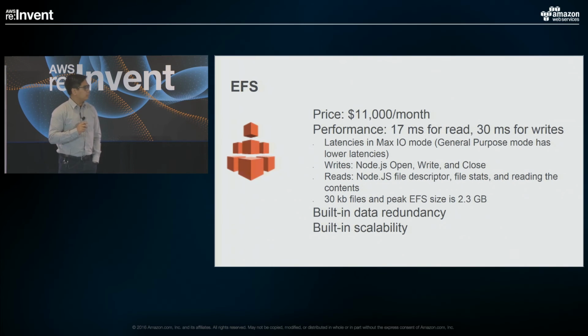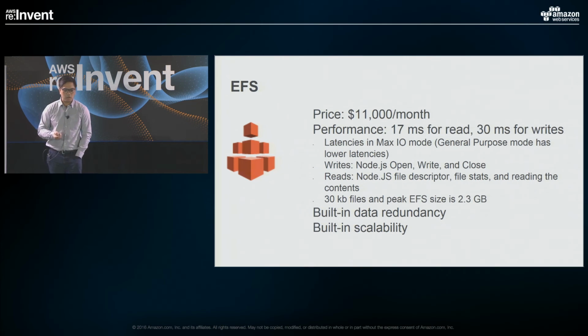So performance, and these are effective performance numbers, 17 for reads, 30 for writes, and these are max I/O in the middle of the preview mode, like end of July sometime. And writes, they're effective writes. So for us, they were Node.js opens, writes, closes, reads, file descriptors, etc. I've been assured by Amazon that the actual performance of EFS is a lot better than this, but these are the numbers that my project managers were more interested in.